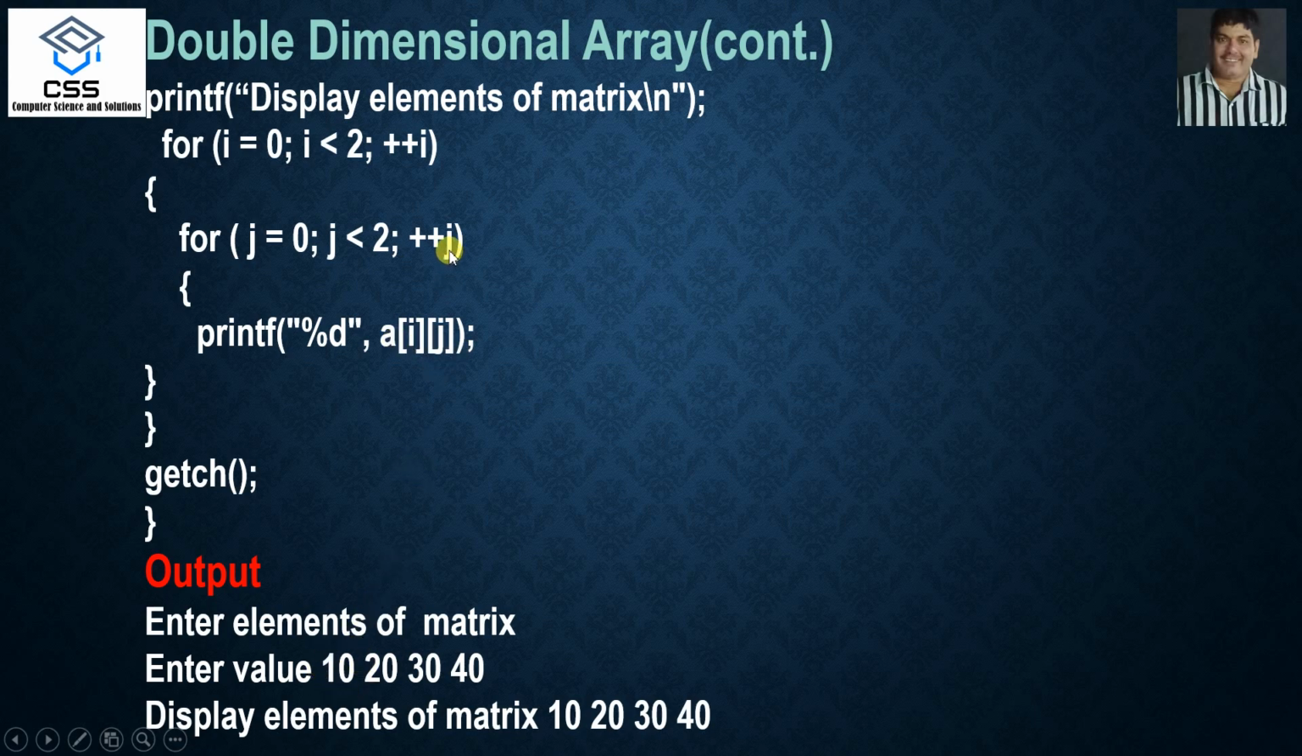Again j is incremented by 1, 1 is less than 2, yes. 0 of 1 means first row second column is 20. Then j is incremented by 1, it becomes 2. Again it will go to the first row. Again i is incremented by 1, 1 is less than 2, yes. Then again j is 0, means 0 less than 2.